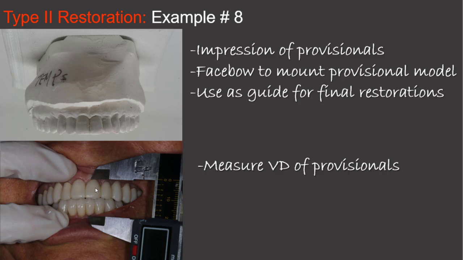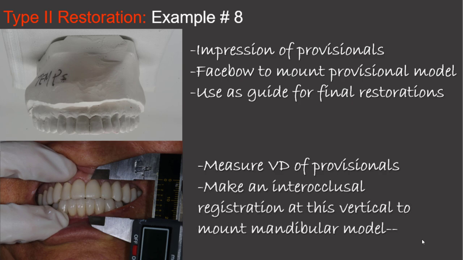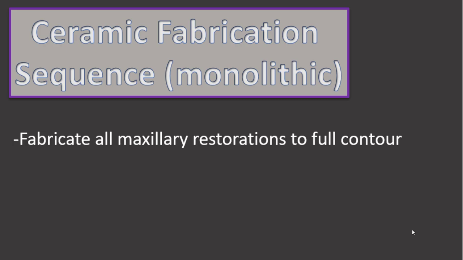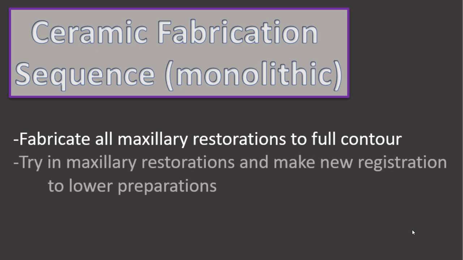This was our upper, with all the provisionals, lower veneers, measure the vertical, and we take our interocclusal registration and mount everything at that vertical dimension. So the upper model, upper provisional, and the upper and lower solid models are all mounted and cross-mounted. Now for ceramic fabrication, I don't like to do a lot of adjusting, so I'm going to only restore the maxillary arch first. We go to full contour. We're going to try those in.